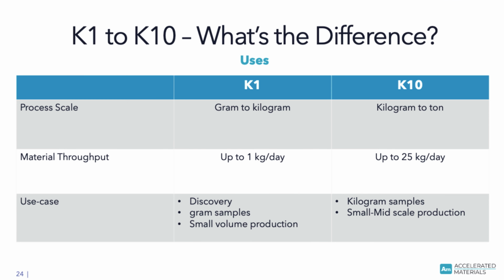So what's the difference between the two? Really, it's about process scale. The K1 is for gram to kilo scale production, whereas the K10 will do kilogram to ton at a rate of up to 25 kilograms per day. So if you're looking to produce large scale samples, kilogram scale samples, or even to do some mid-scale production, the K10 is a nice starting point for you.